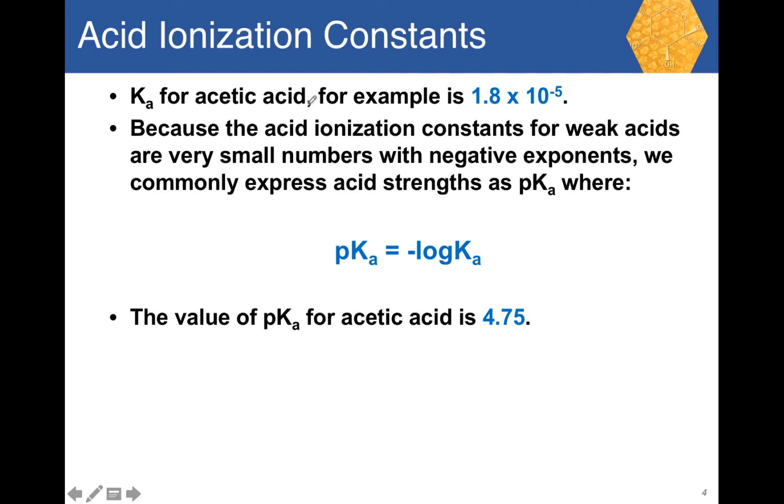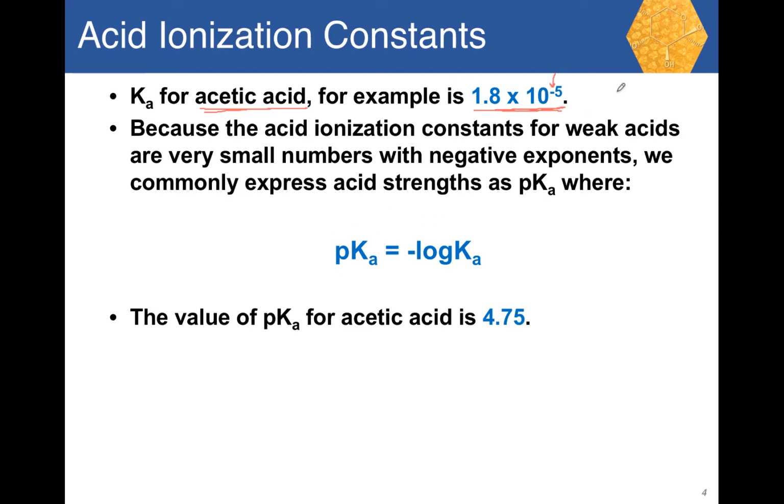Let us apply that and look at another concept here. For acetic acid, as we have discussed, is a weak acid. Its equilibrium constant Ka is 1.8 times 10 to the negative 5. Notice, negative. So it's a small number. In chemistry, we tend not to work and write small numbers, but instead we relate it to something else.